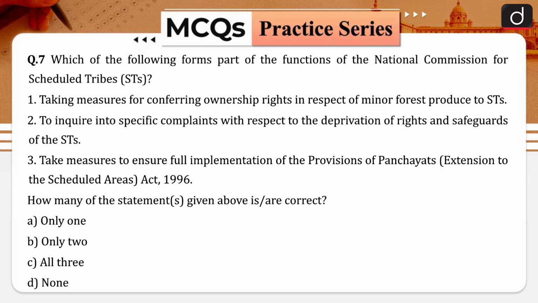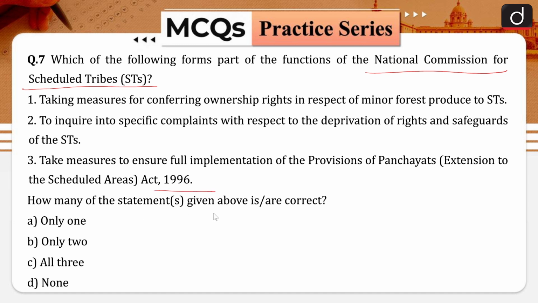Which of the following forms the part of the functions of the National Commission for Scheduled Tribes? Option 1 is taking measures for conferring ownership rights in respect of minor forest produce to the STs. Option 2 is to inquire into specific complaints with respect to the deprivation of rights and safeguards of the STs. Option 3, to take measures to ensure full implementation of the PESA Act of 1996.